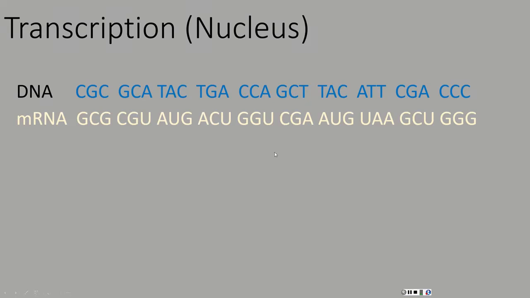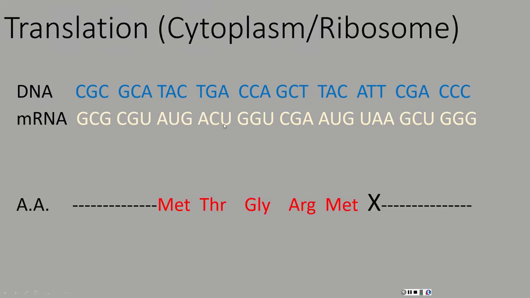So we're going to read AUG, lay down methionine. We're going to read ACU and lay down threonine. We're going to read GGU and lay down glycine. CGA, lay down arginine.